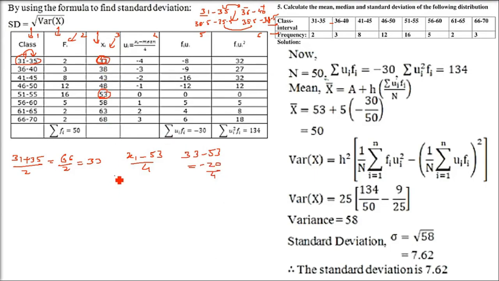But the problem is that if you take the next one, 38 minus 53, what are you going to get? 15. If you divide by 10, it will be 1.5, and we don't want a decimal value. If you divide 15 by 4, again you will get something in decimal, which will be cumbersome to work with. So the best idea is to divide by 5.